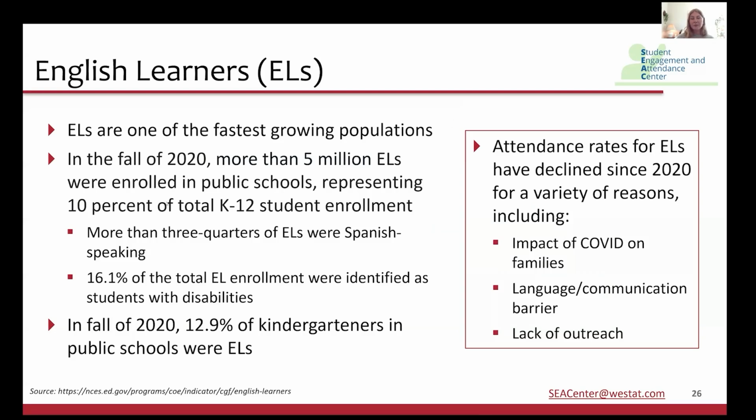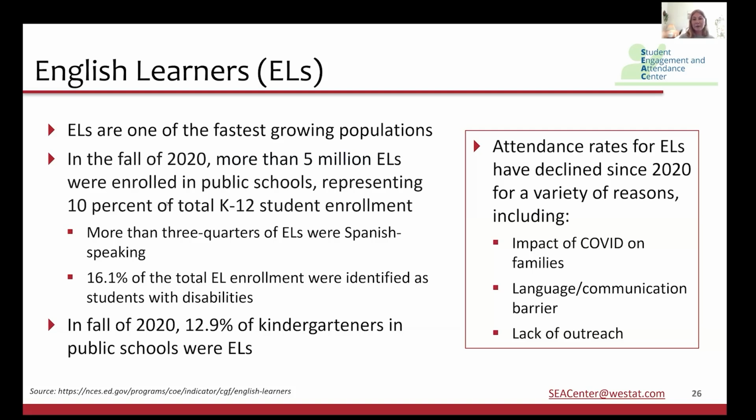The first special population we'll discuss in this section of the presentation is English learners. English learners are one of the fastest growing populations in the US, and in the fall of 2020, more than 5 million English learners were enrolled in public schools, representing 10% of the total K-12 enrollment, and that number is growing. Of those 5 million English learners, more than 3/4 spoke Spanish at home, the most commonly reported home language of EL public school students by far. The next most common languages of ELs are Arabic, Chinese, and Vietnamese, although each of these populations made up only under 3% of EL enrollment each.